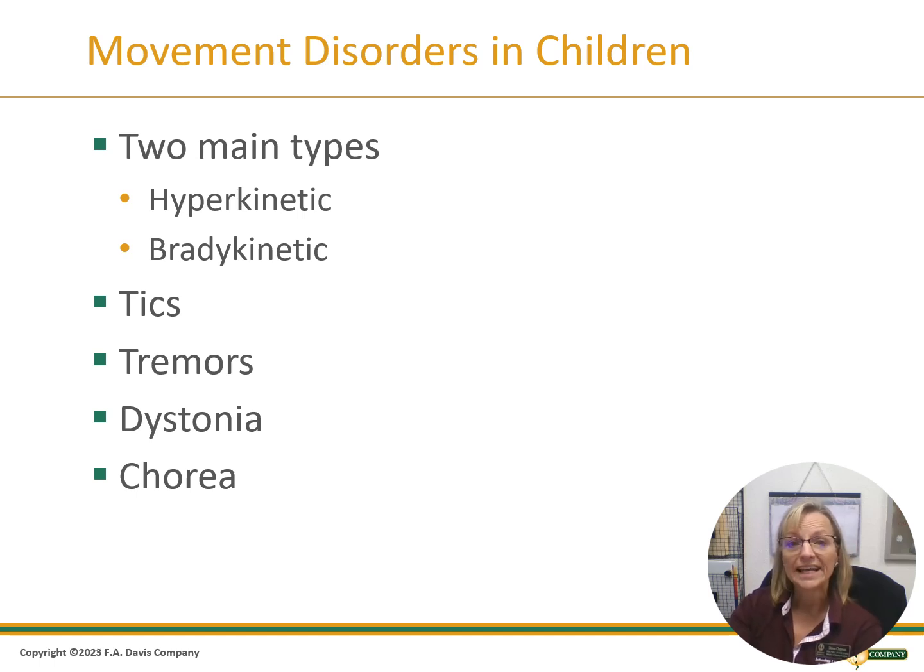Then we have bradykinetic movements, and these are less common, and these are slow, rigid movements, such as your older adult with Parkinson's. Ataxia and spasticity are classified as motor dysfunctions, not movement disorders.